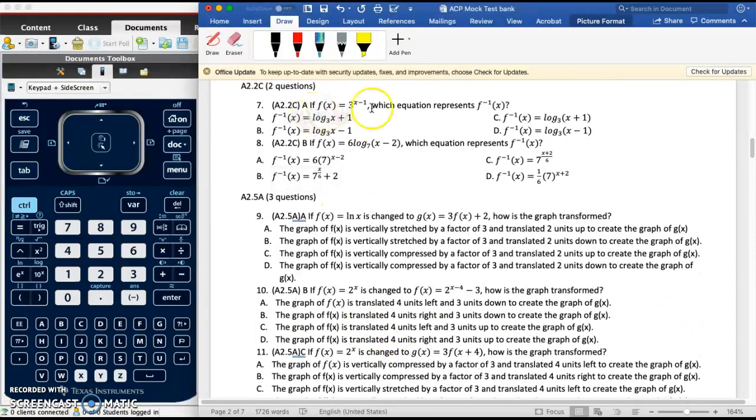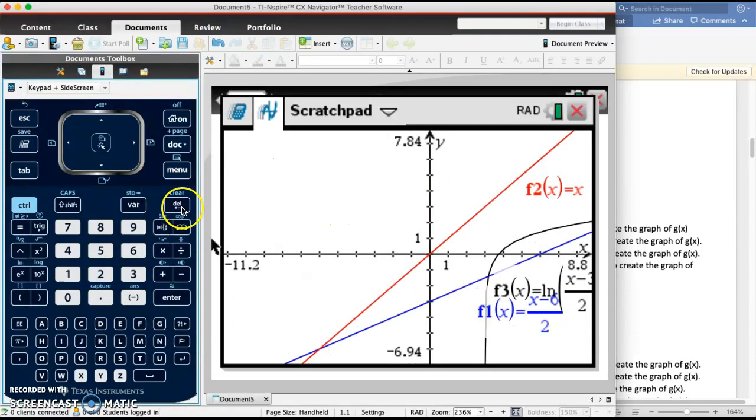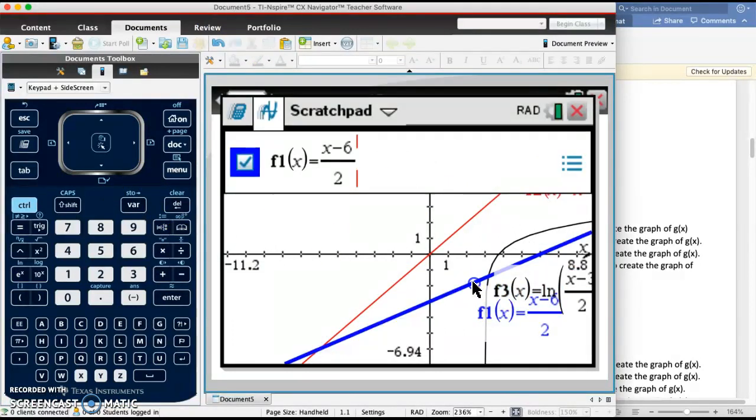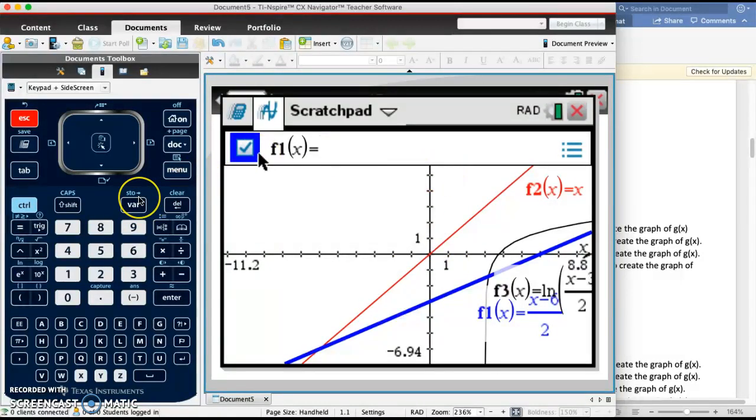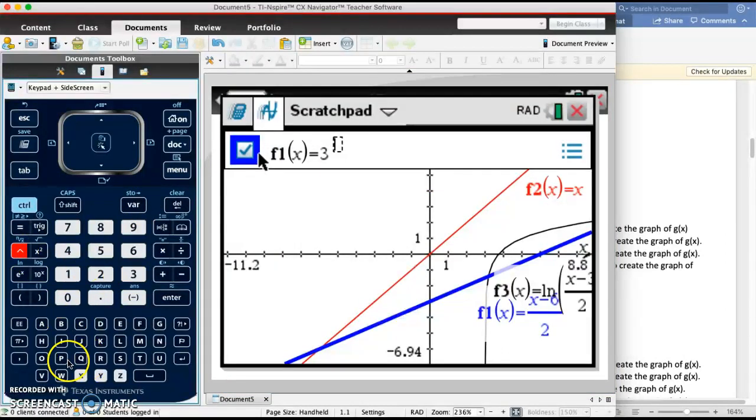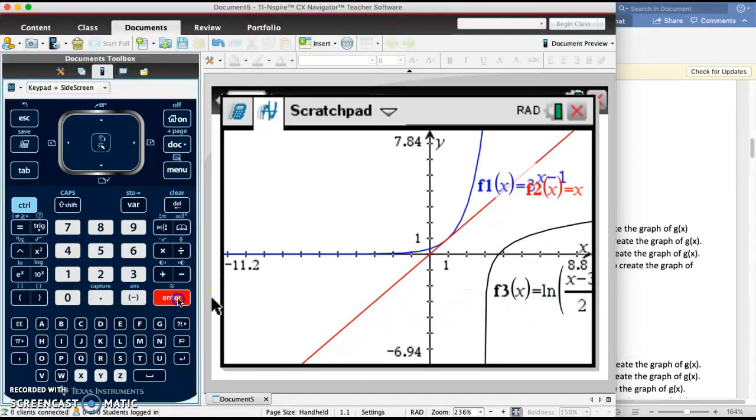All right. Next one is asking for the inverse of the equation. So I'm going to graph that one. Now, this is very similar. I think this is almost exactly the same question from the last test that I gave you guys. So from here, I'm going to go back to my calculator. I'm going to erase just this one. So I now have to put in 3 raised to the x minus 1. I'm going to press enter.